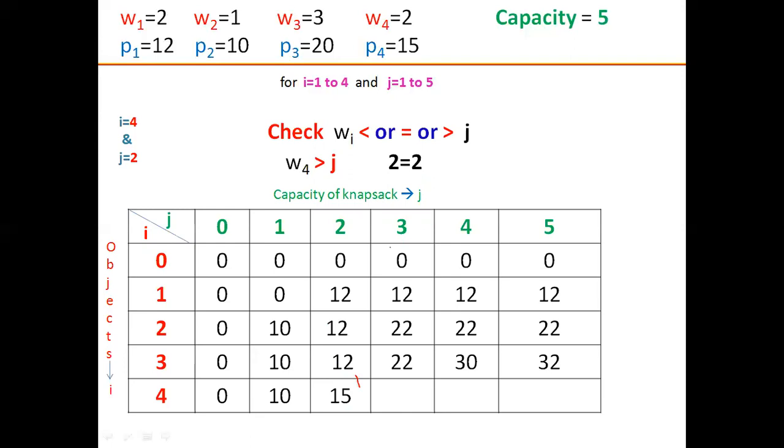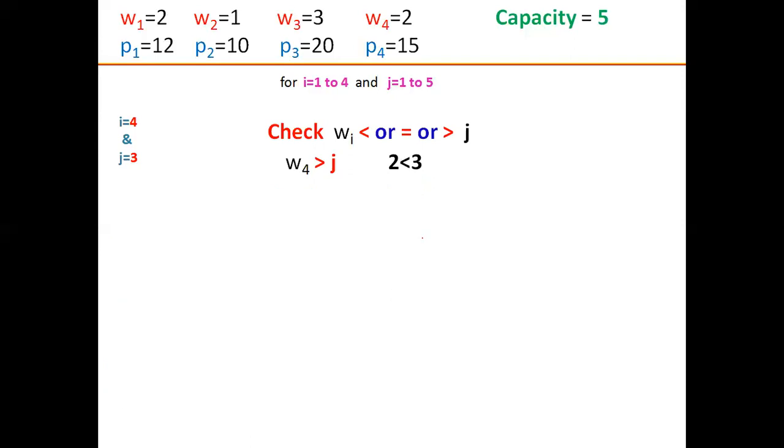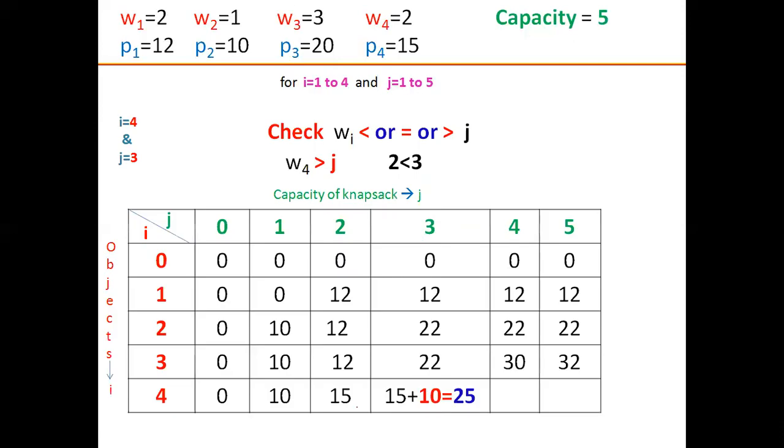So now fourth W4 is 2, capacity is 3. So here 2 is less than 3. Yes, I can add that object. By adding that object, I will be earning the profit P4. But here capacity is more than weight. So capacity is 3. Weight of the object is 2. So remaining capacity is 1. So previous row, third row, column number 1. I got the value 10 here. So 15 plus 10, 25. So new profit is here 25.